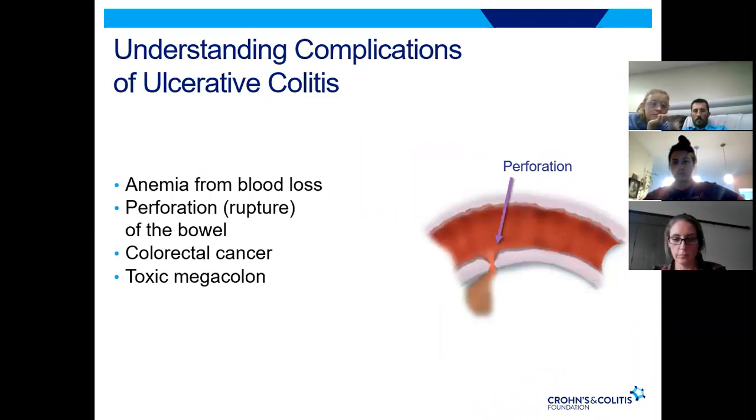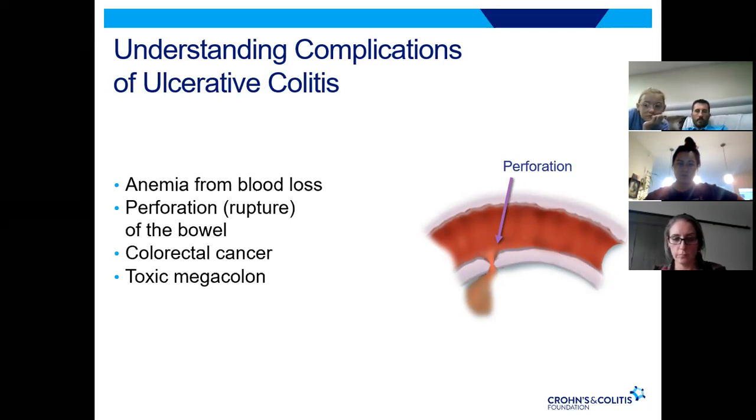Ulcerative colitis more frequently has anemia because most people with ulcerative colitis have bloody stools. The bowel wall becomes very thinned out, and so perforation or rupture of the bowel can be a severe complication of ulcerative colitis. And colon cancer is more prevalent in ulcerative colitis than in Crohn's disease.